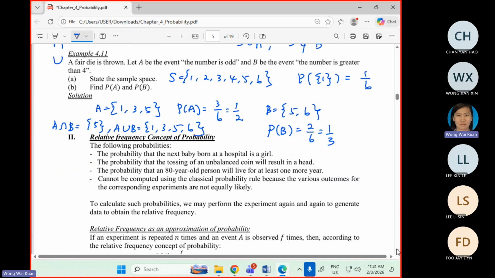Revision a bit. Then the second method is the relative frequency concept of probability. So now, when we want to find the probability that the next baby born in the hospital is a girl, then we cannot use the classical approach because I don't have all the babies yet, because it's the next.